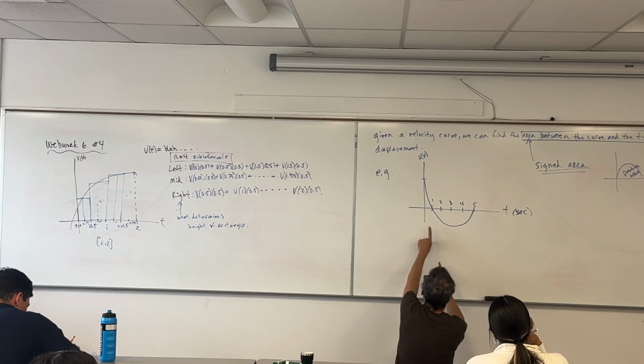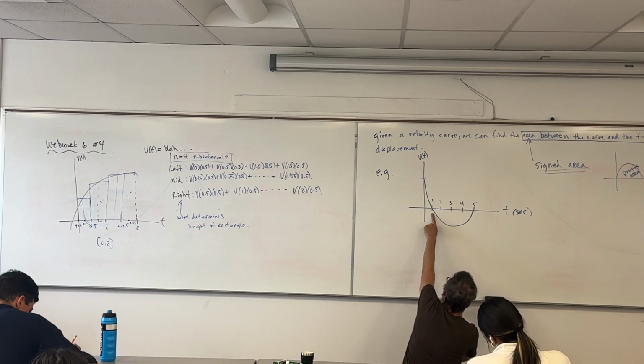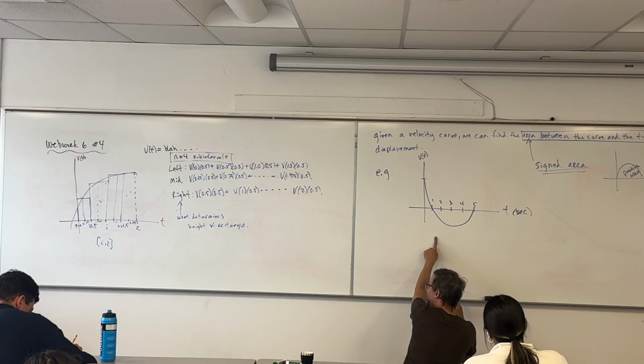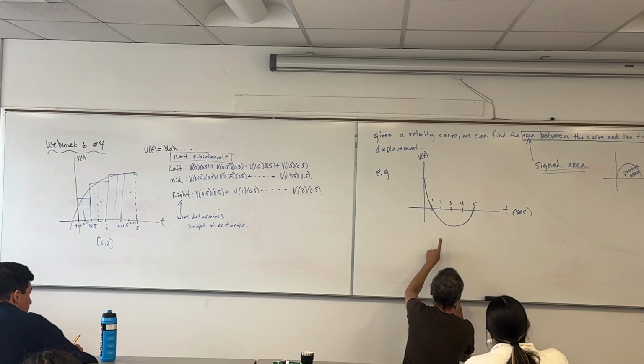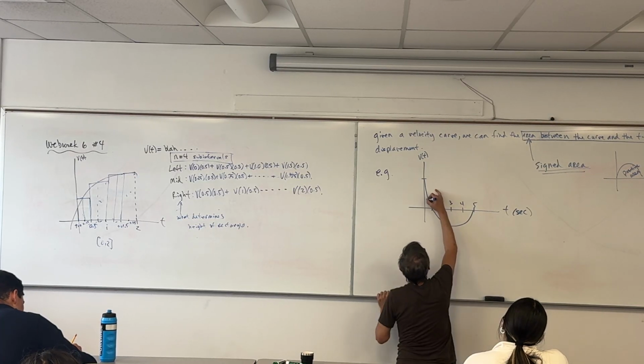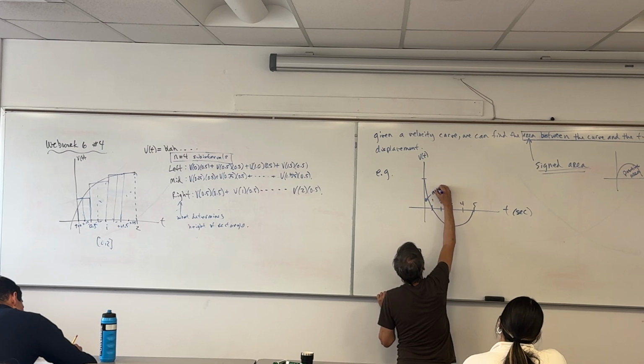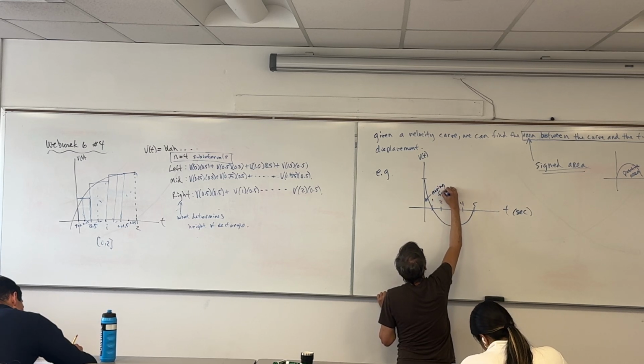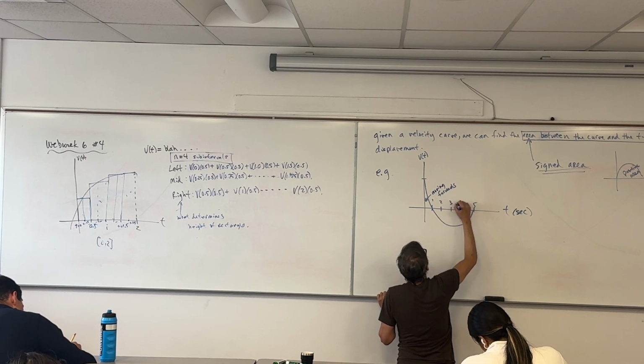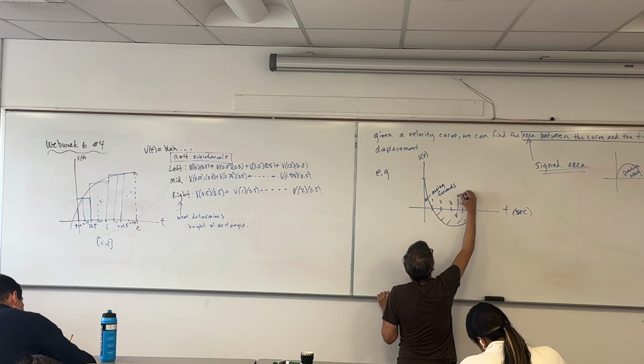And then what happens? It starts to have negative velocity. What does negative velocity mean? Moving backwards. So this up here is moving forwards. And this down here, this region, is moving backwards.